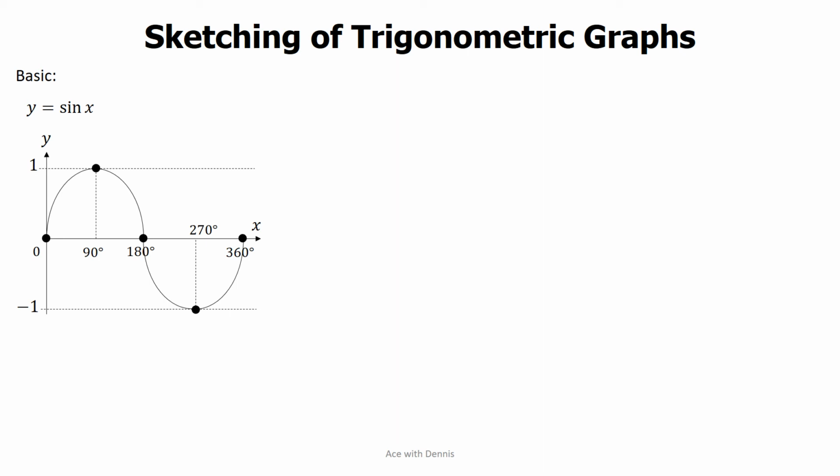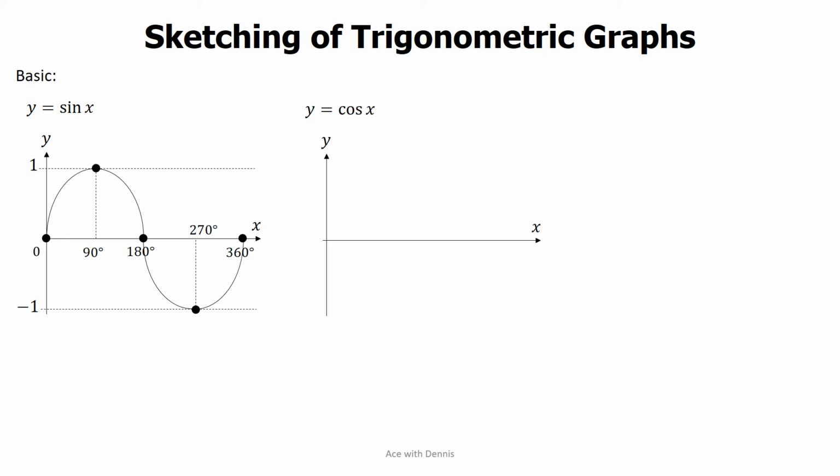Okay, so this is the basic graph for the sine function. Make sure you know the shape of the graph and the angles for the special values of 0, 1, and -1. Okay, and the second basic graph you need to know is the y equals cosine x graph.